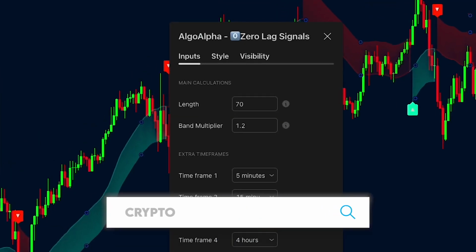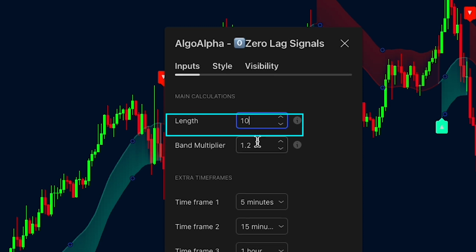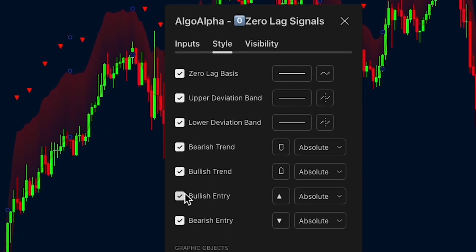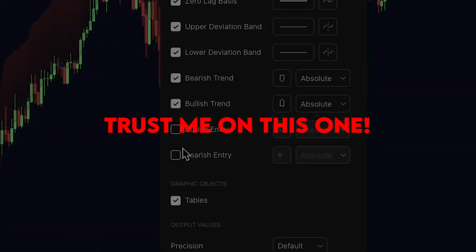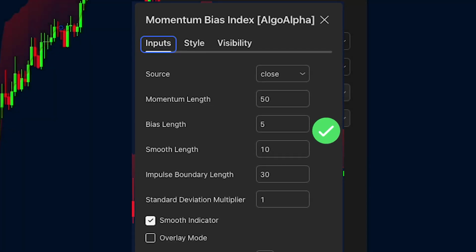But for crypto, that's totally different. You'll need to set your Algo Alpha length at just 10 and band multiplier at 1.5. And here's a pro tip. Turn off those bullish and bearish entry boxes in the Style tab. Trust me on this one. Keep the same momentum bias settings as before though. They work perfectly for both markets.